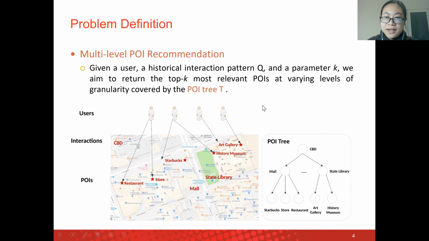And these POIs will be organized in a POI tree. You can find in this POI tree, from top to bottom, we construct the tree based on the spatial containment relationship. Like the CBD, it will contain some malls and a library. In our problem, the input is one particular user, his historical interaction pattern, and the user-defined parameter k. We want to return the top-k most relevant POIs at varying levels of granularity in this POI tree.